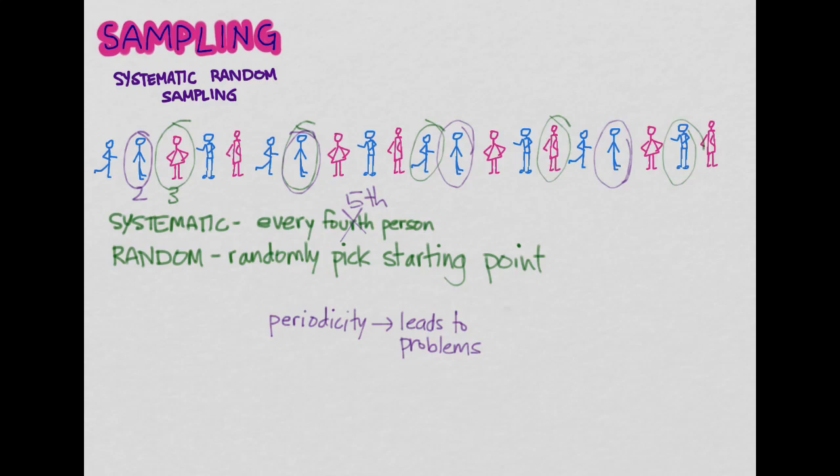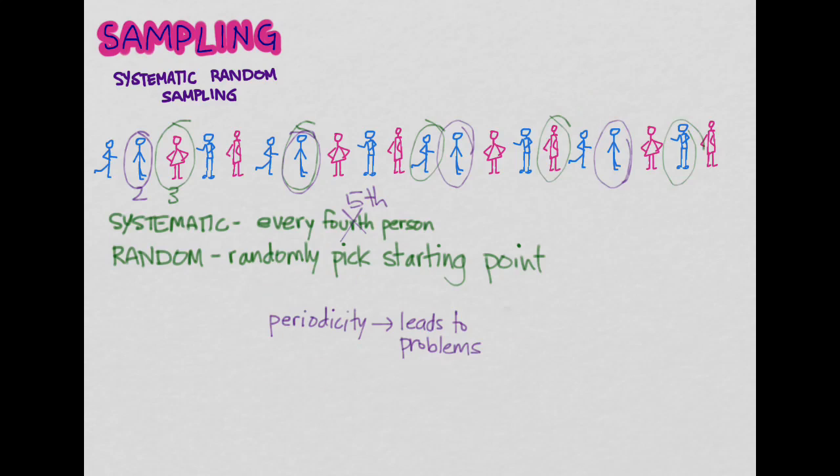So what happened here? If you actually look, this guy looks exactly like this guy, looks exactly like this guy, looks exactly like this guy. They're, first of all, men, right? We didn't get any women because of this, and they're actually all the same looking person. So that periodicity leads to problems.